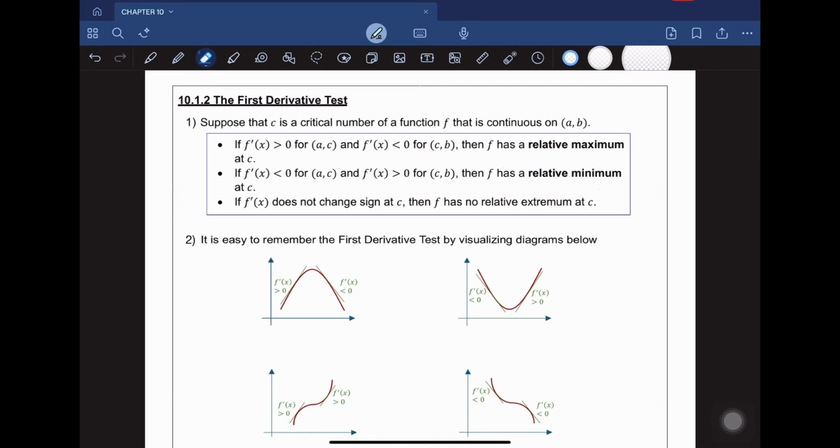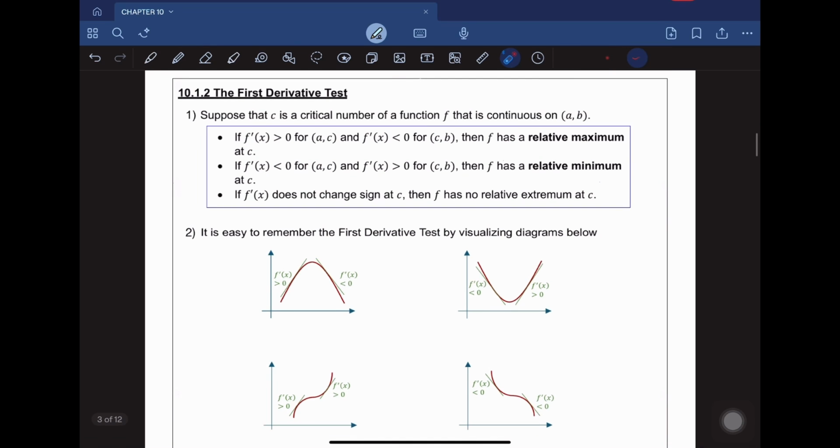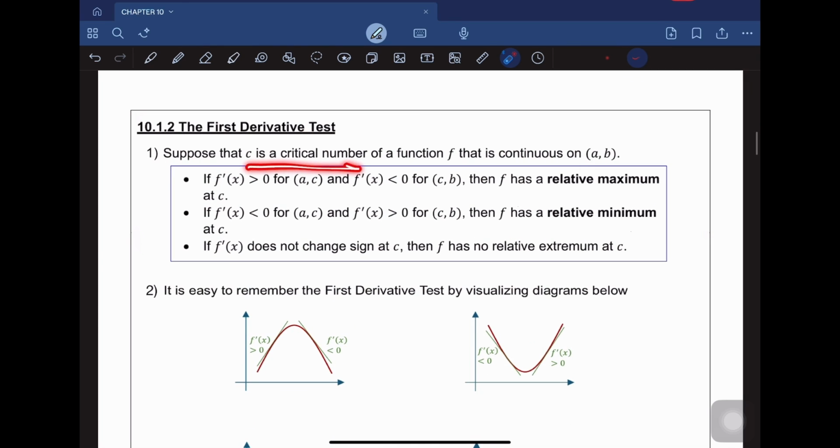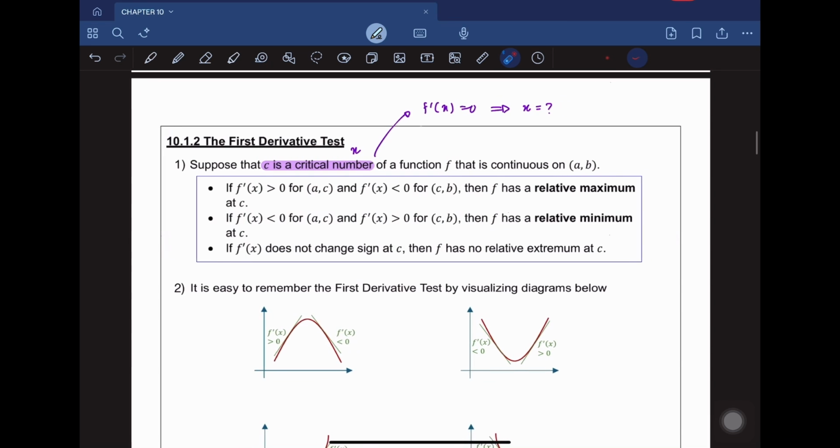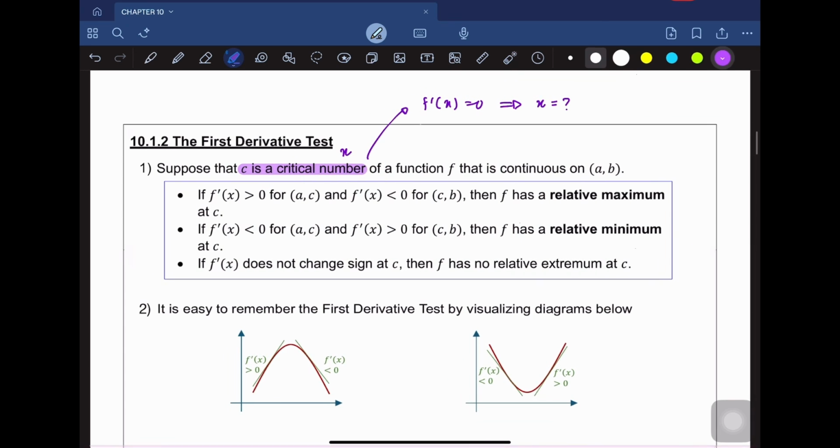Okay guys, so now we are at the first derivative test. Okay, so suppose that c is a critical number. So remember critical number tadi adalah nilai x. Okay, so how do we get the value of x? We just let our f prime x equal to 0. And then from this we will get a value of x, which is our critical number. Okay, so now we are going to check whether the function has relative maximum at c, or has relative minimum at c, or no relative extremum at c.